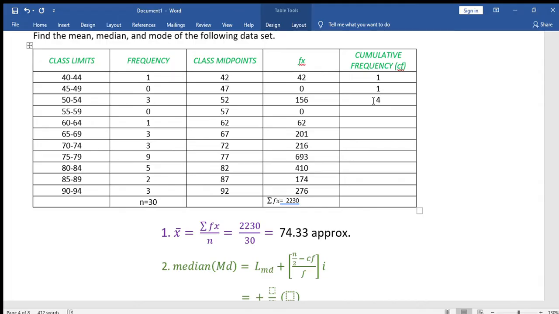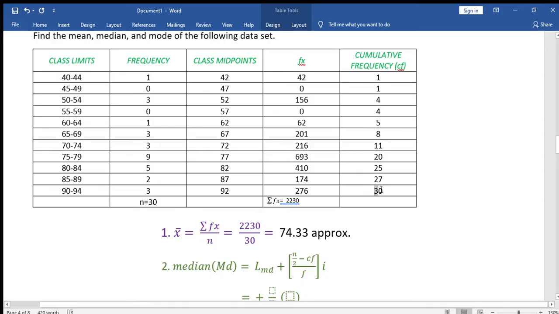Then plus 0 is 4. Then plus 1 is 5. Plus 3 is 8. Then plus 3 is 11. Then after that plus 9 is 20, right? Okay, it's 20. Then plus 5 is 25. Plus 2 is 27. And plus 3, finally, we have 30. Here is one of the hints: if the way you computed your cumulative frequency is correct, your last CF should be equal to the value of n.